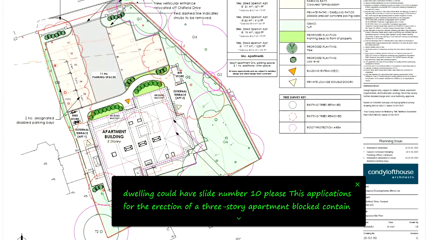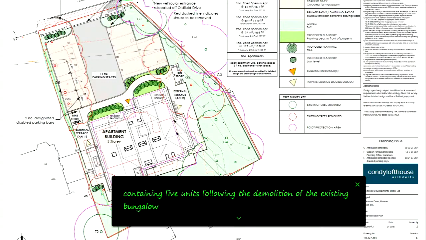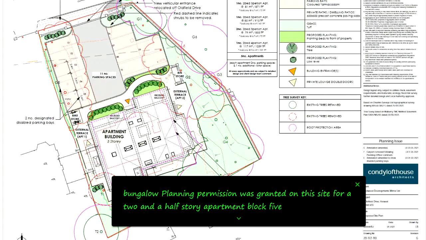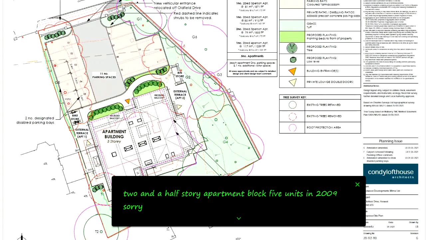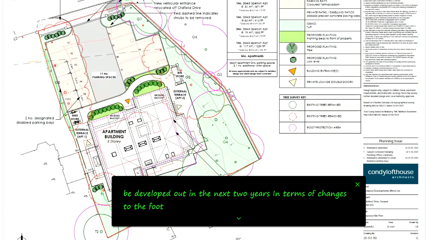This application is for the erection of a 3-storey apartment block containing 5 units following the demolition of the existing bungalow. Planning permission was granted on this site for a 2.5-storey apartment block, 5 units, in 2019. This permission remains extant and can be developed out in the next 2 years.